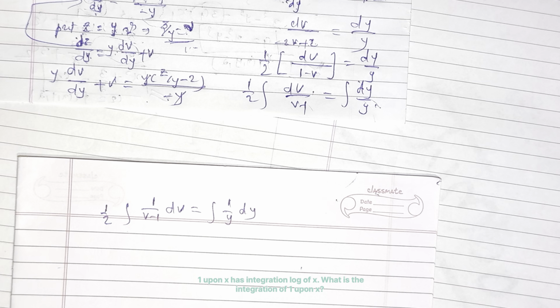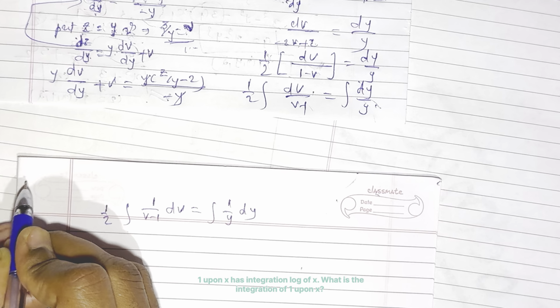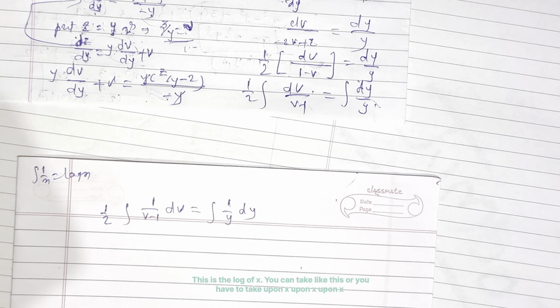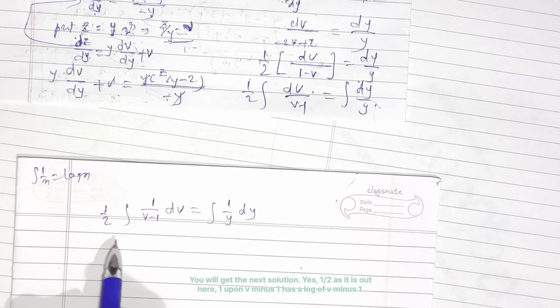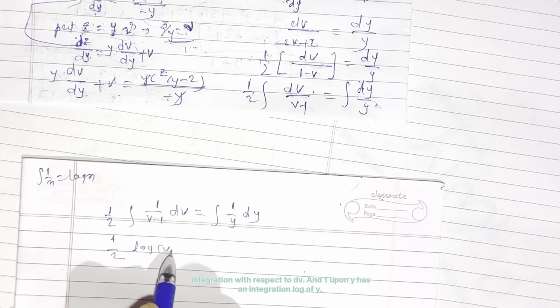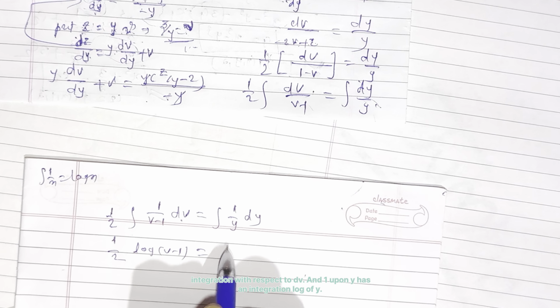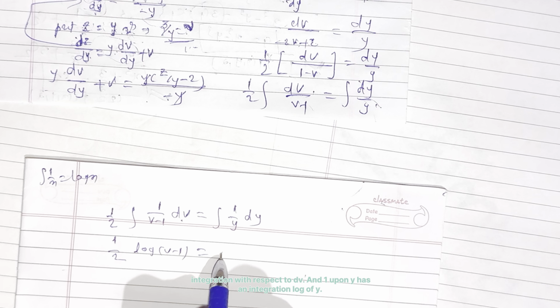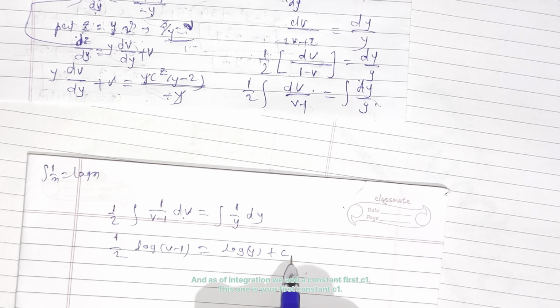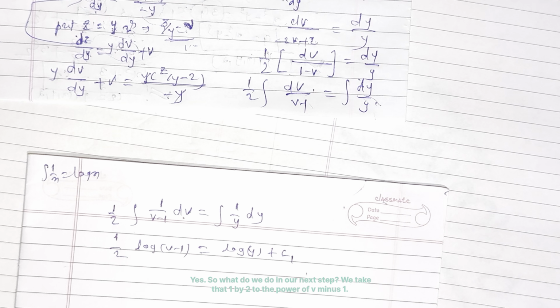Okay, yes, what is the integration of 1 upon x? This is log of x. You can take it like this, or f dash of x upon f of x: integration of f dash of x upon f of x is log of f of x. You can apply that result also, you will get the next solution. Yes, 1/2 as it is out here, 1 upon v minus 1 has integration log of v minus 1 with respect to dv, and 1 upon y has integration log of y. And as this is an integration we add a constant, first c1. This one is our first constant c1.